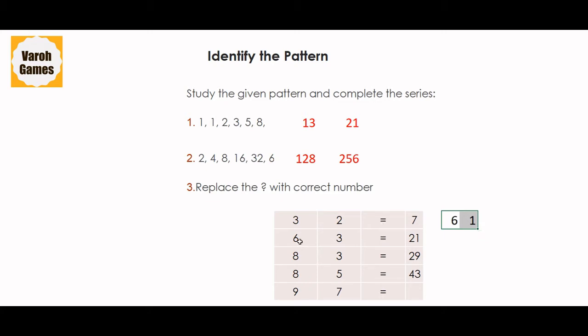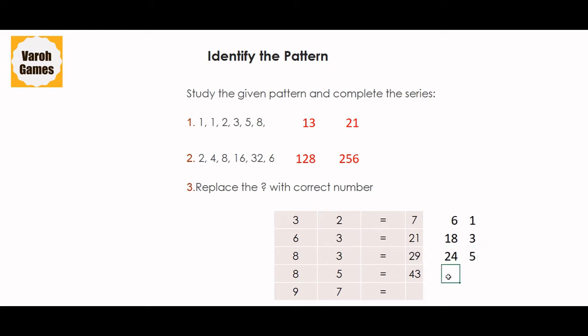Let's try for the next row. 6 into 3 is what? 18. So let's write 18 over here. 6 minus 3 is what? It's 3. So let's write 3 over here and then add these two up. 18 plus 3 is 21. Yes, so this pattern worked for us. Let's go to the third one. 8 into 3. Quickly. 24. 8 minus 3. 5. And adding 24 plus 5 is 29, which is our answer.